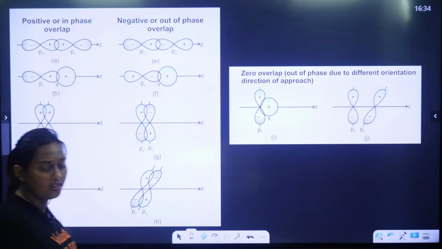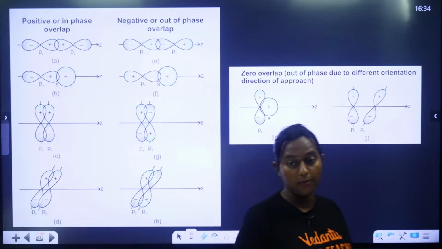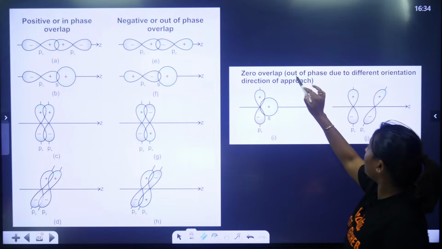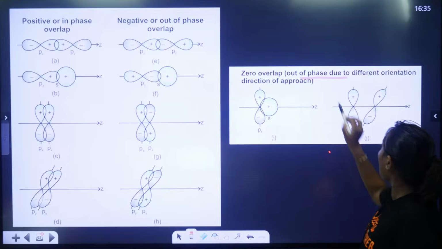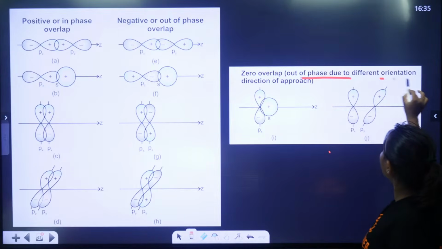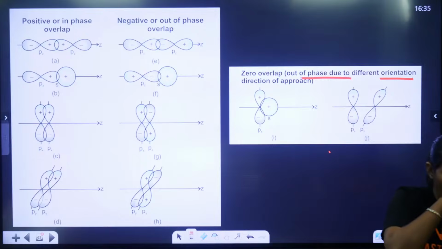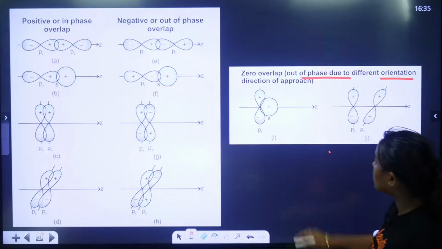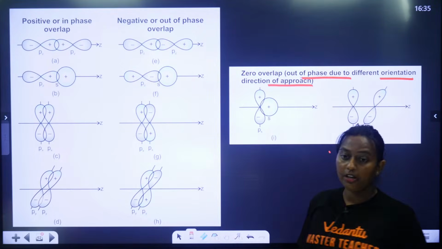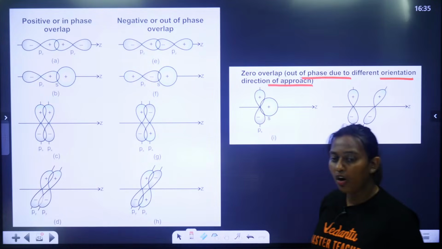And what does zero overlap mean? Here you can see zero overlap means out of phase overlap. It is actually out of phase overlap, with different orientation, different direction of approach.